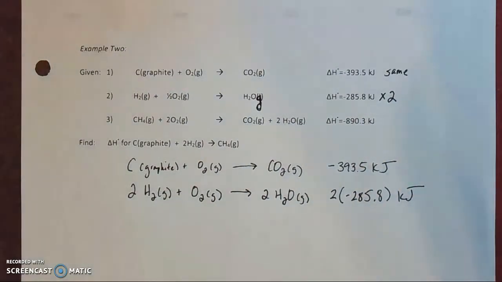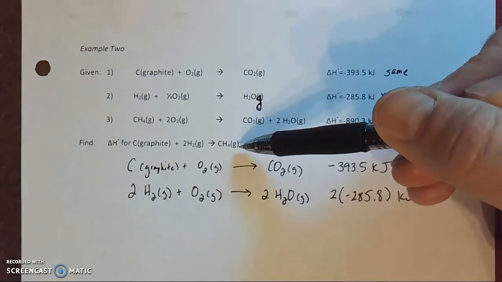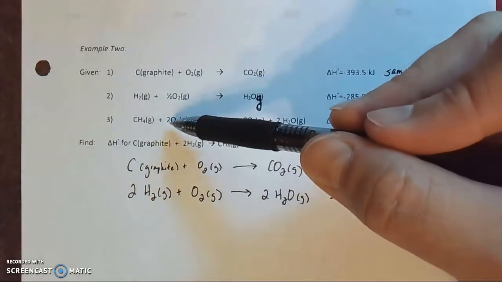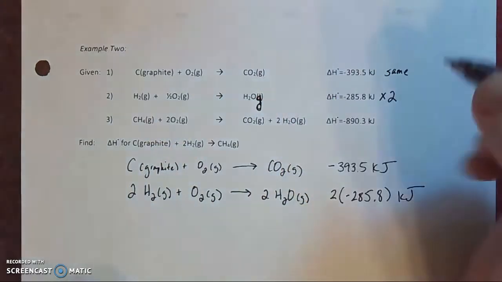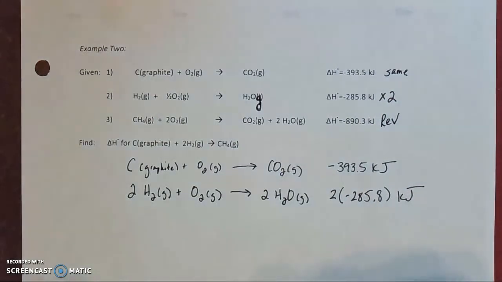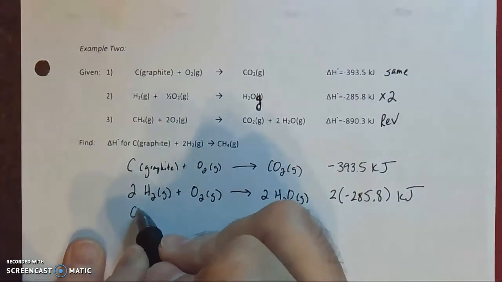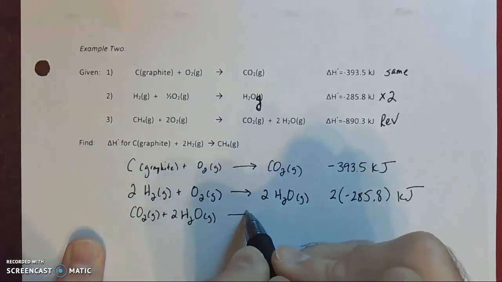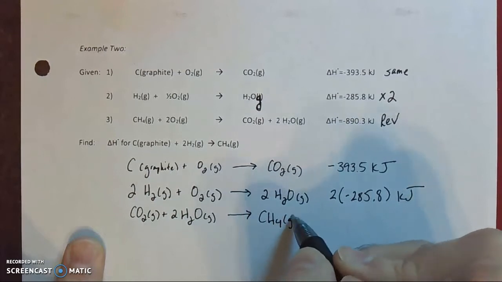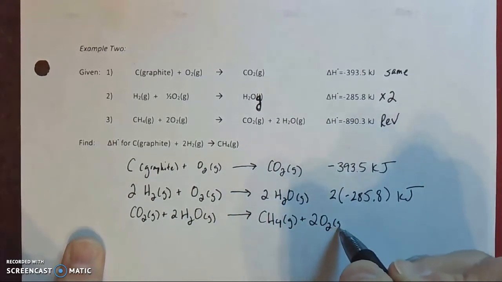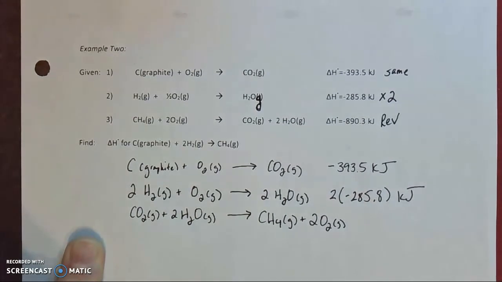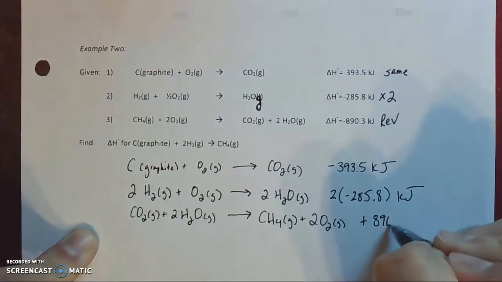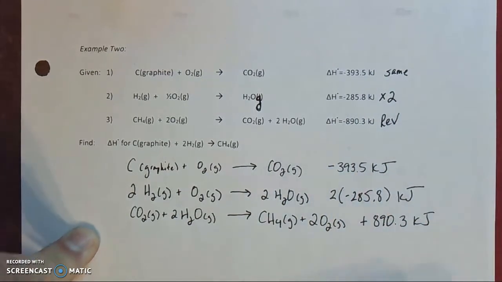So the last thing that I have to do is worry about CH4. CH4 is on the product side, and if I isolate it up here, it's in equation 3, but it's on the reactant side. So I have to reverse this reaction. So I'm going to end up with CO2 gas plus 2H2O gas yields CH4 gas plus 2O2 gas. Since I reversed the reaction, I have to reverse the sign, so this becomes positive 890.3 kilojoules.